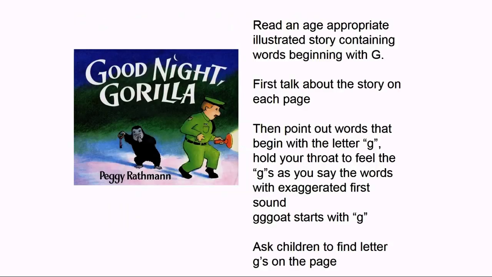Read an age-appropriate illustrated book containing words that begin with G. So we read the Phonic Faces book where we had lots of practice finding the G's, and now we can look at other books and see if we can find G's in those books. First talk about the story on each page and then point out words or have the children help you find words that begin with letter G. Hold your throat to feel the G's as you say the word with the exaggerated first sound. Goat starts with G, or gorilla starts with G. Ask children to find letter G's on the page. Tell you what sound they make.